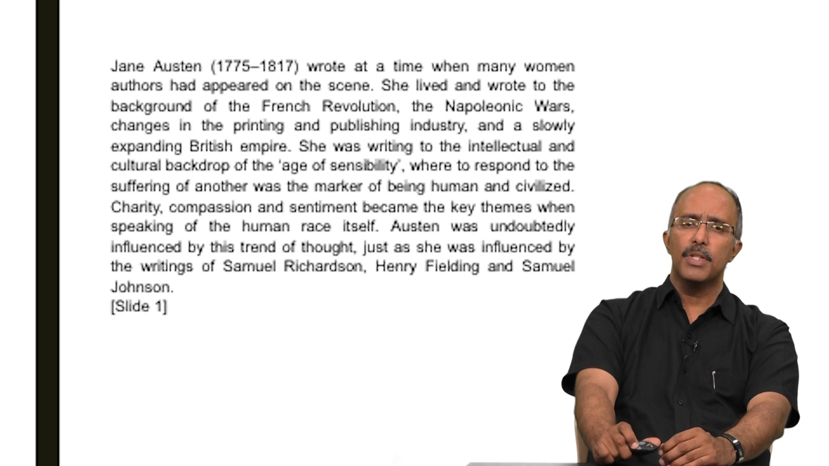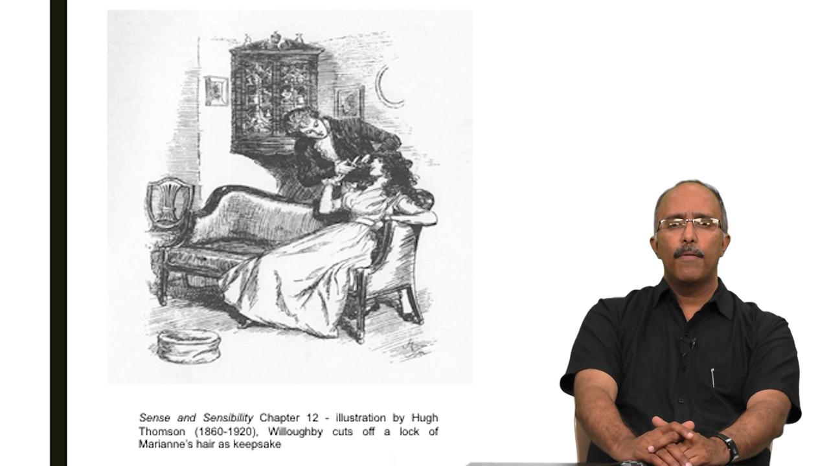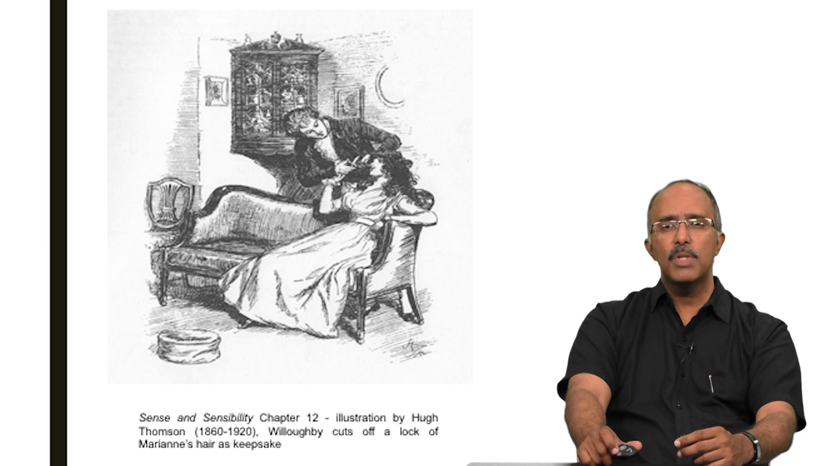Our first slide now coming up on your screen is an illustration by Hugh Thompson, 1860 to 1920, from chapter 12 of Jane Austen's classic work, Sense and Sensibility, where Mr. Willoughby is cutting off a lock of Marianne's hair as a keepsake, a sentimental move. It's a famous illustration, and it's just to set the ball rolling.